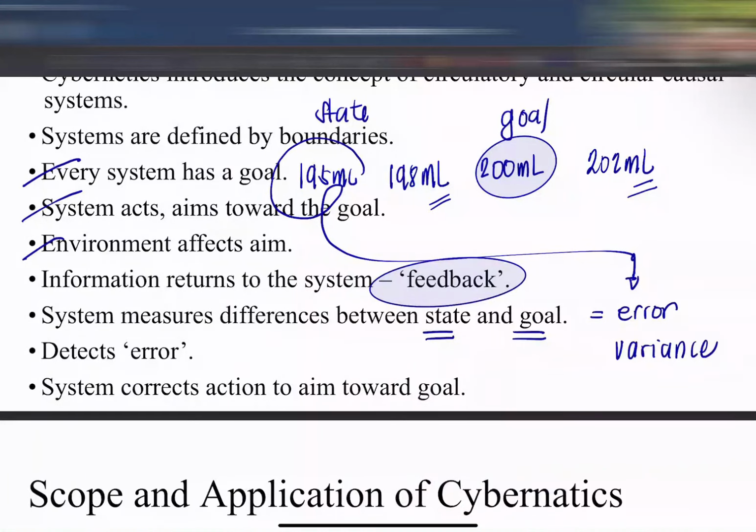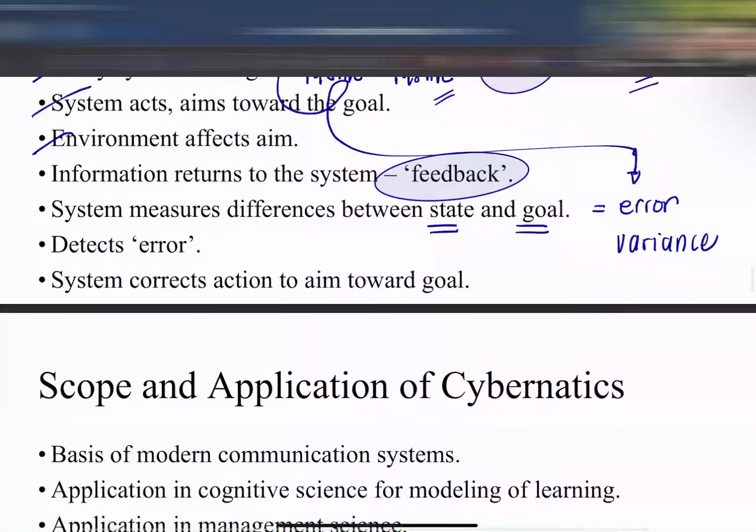So class, when it detects the error, the system will correct the action to aim toward the goal. Okay, so ano pong gagawin natin? Pag maganda po yung system, right away po ikakorek po yan ng system natin.